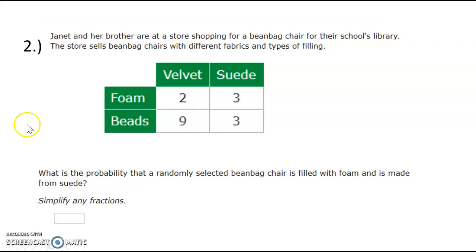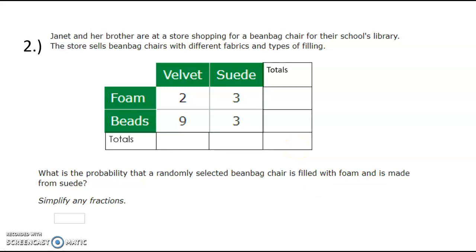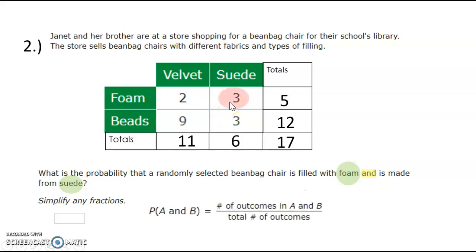Number 2. What is the probability that a randomly selected beanbag chair is filled with foam and is made of suede? I'm going to add my total column and total row to get my total of this two-way table, which is 17. Then I'm going to highlight my keywords, which are foam and suede, and find the related number in my two-way table, which is 3. And by using the formula for the probability of event A and B, we find that the result is 3 over 17.